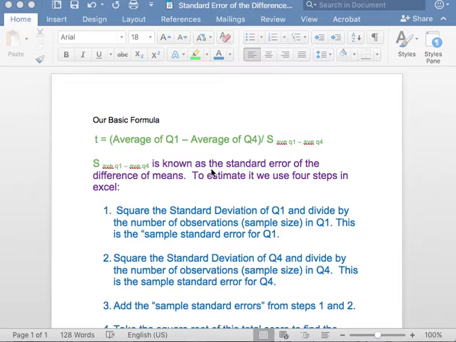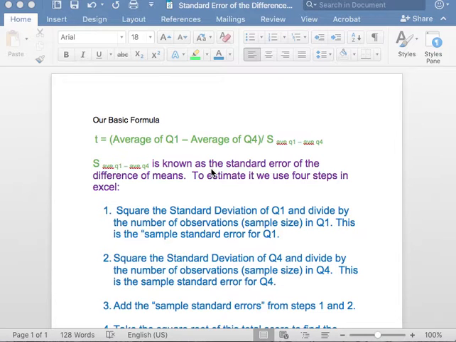So the formula is simply the average of Q1 minus the average of Q4 over this funny thing, which I have denoted as S sub average Q1 minus average Q4, which is the standard error of the difference of means. This will require us to do 4 steps once we're in Excel.